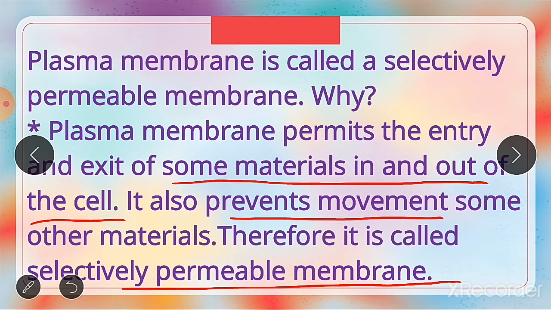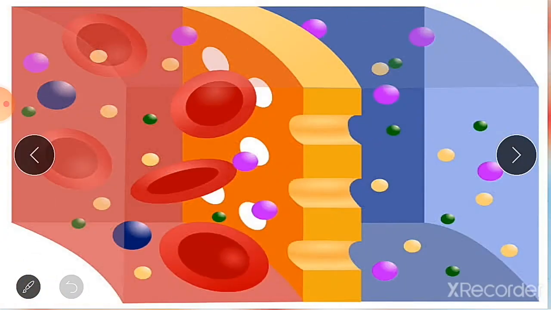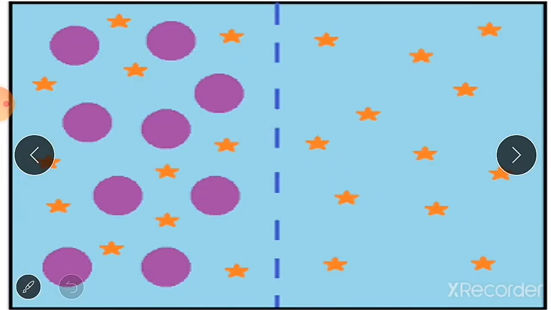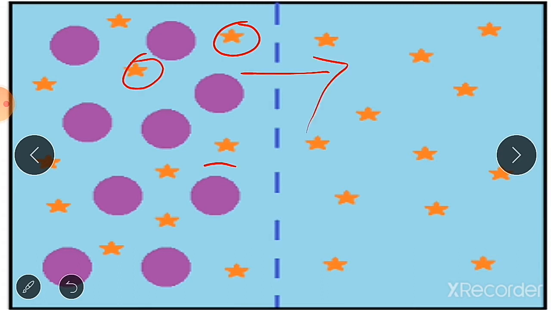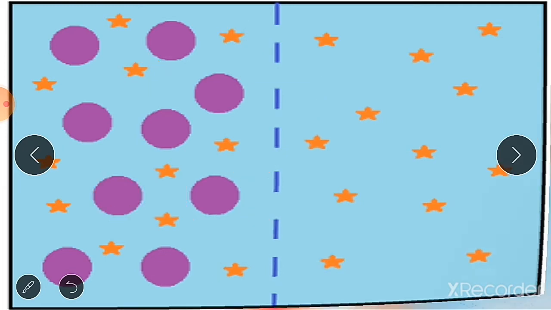It means the plasma membrane has the ability to allow the movement of only particular materials into or out of the cell, and that is why it is known as a selectively permeable membrane. Here you can see the picture. Selectively permeable means only these particles are moving through it, not the other particles. These particles are not moving, that means it is a selectively permeable membrane.